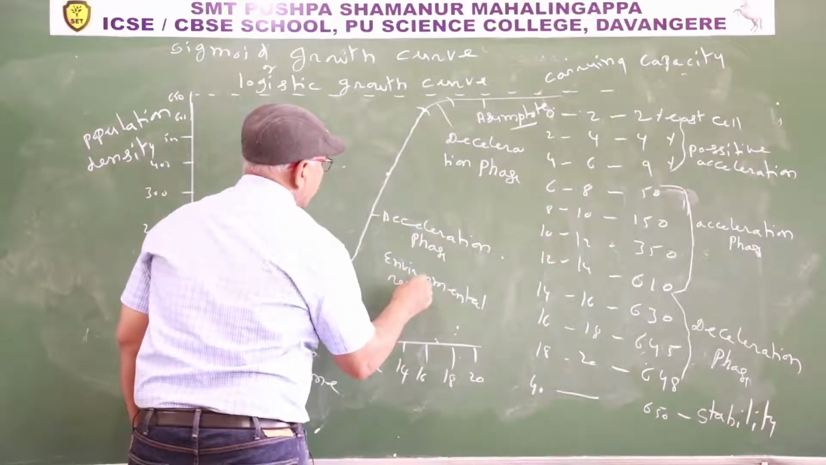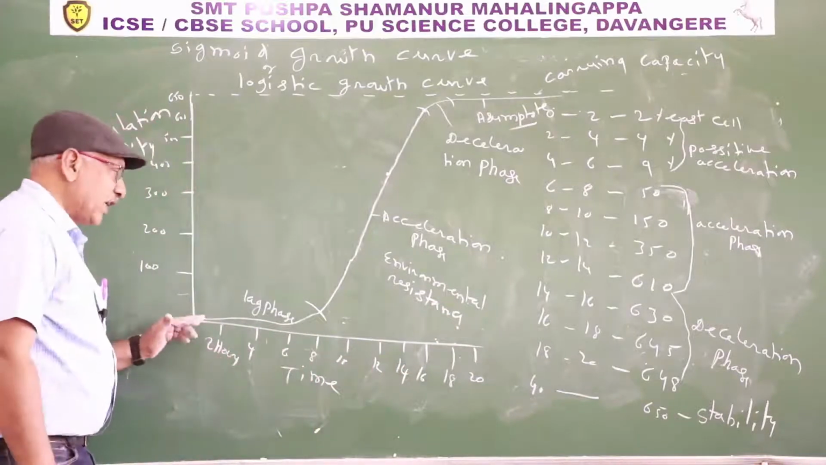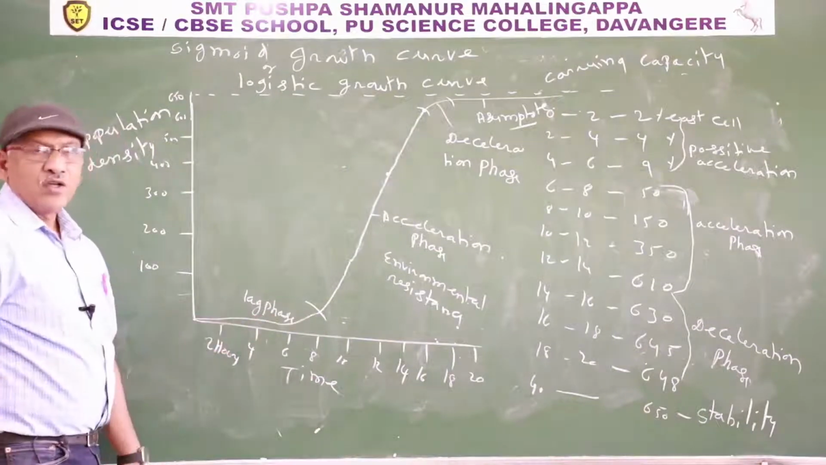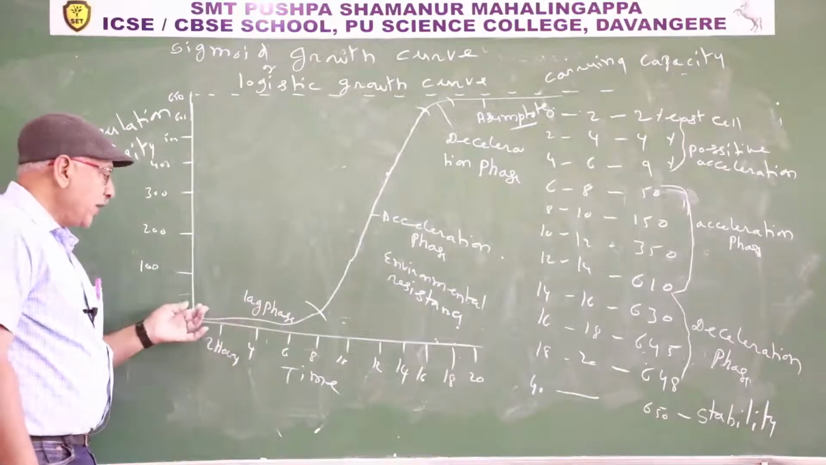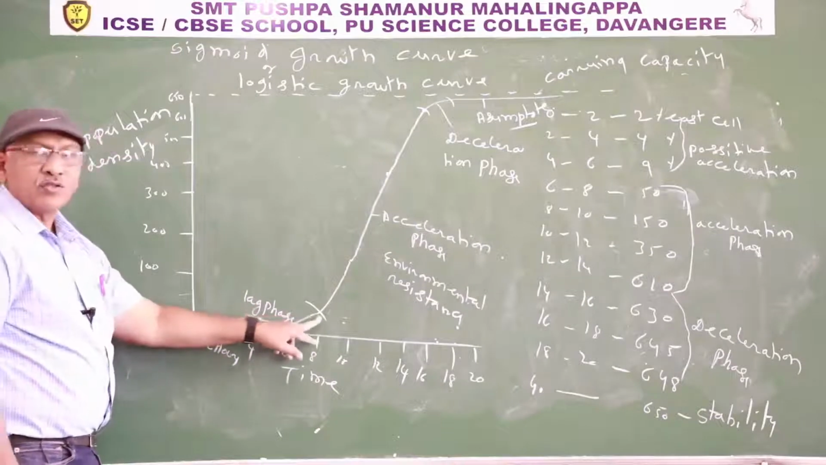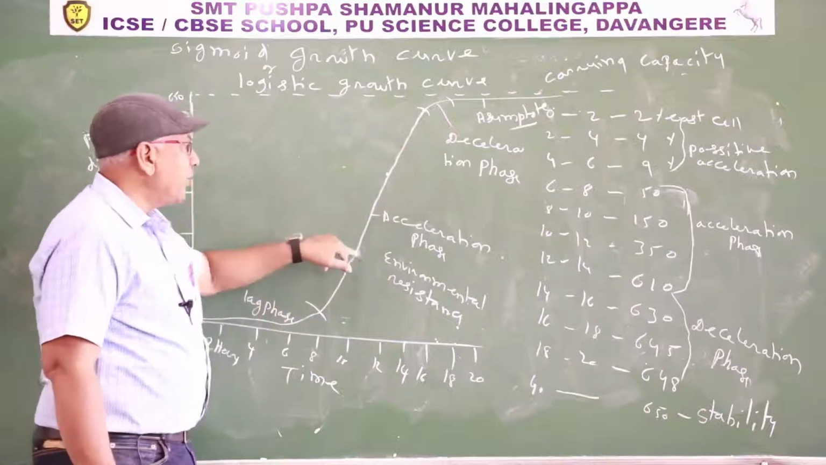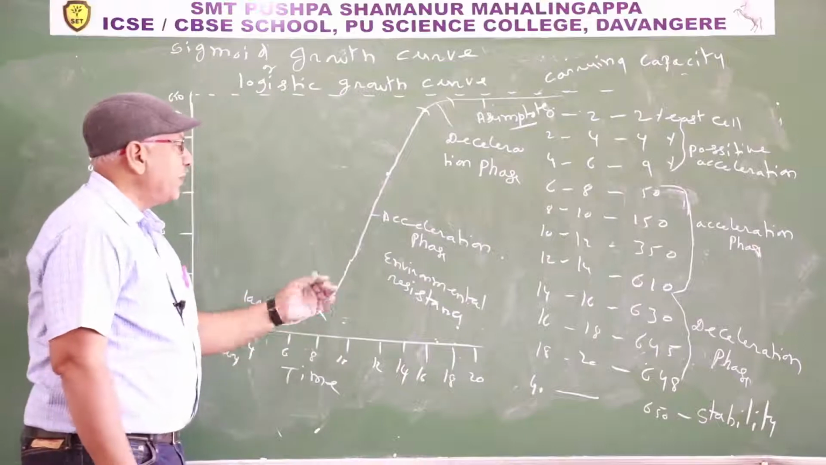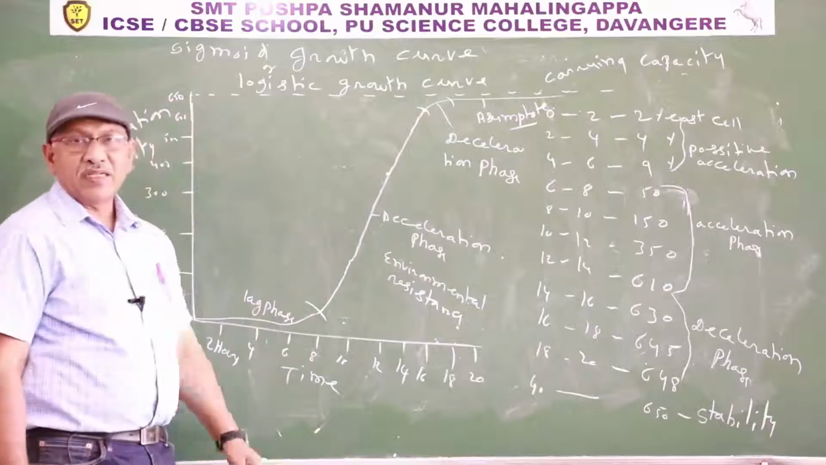Environmental resistance. Initially growth rate is slow. This phase is known as the lag phase. Why is growth rate slow in the lag phase? It is a new population adjusting to the surrounding environment. That's why growth rate is slow. Once they adjust to the environment, growth rate is rapid. It is known as the acceleration phase. The growth rate is rapid till they attain equilibrium with environmental resistance.